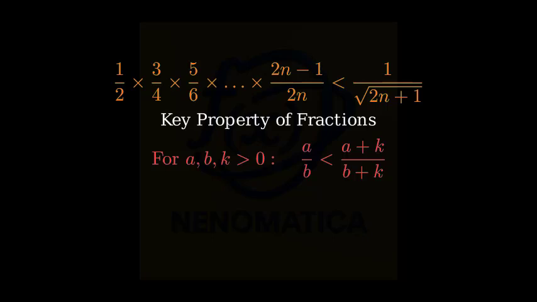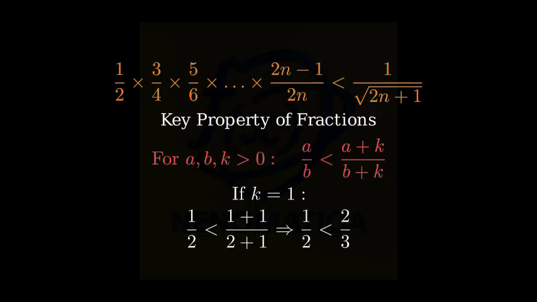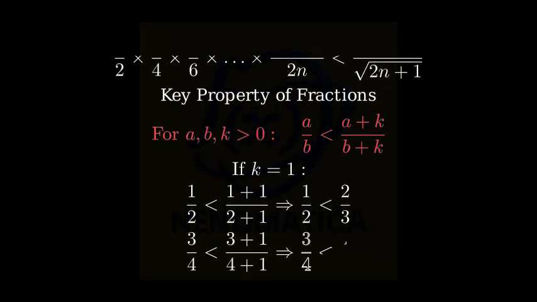Let's begin by taking k equal to 1 in our fraction property. This gives us the following relationship. 1 over 2 is less than 1 plus 1 over 2 plus 1, which simplifies to 1 over 2 is less than 2 over 3. Next, we can apply the same property to the fraction 3 over 4. We get 3 over 4 is less than 3 plus 1 over 4 plus 1, which simplifies to 3 over 4 is less than 4 over 5.